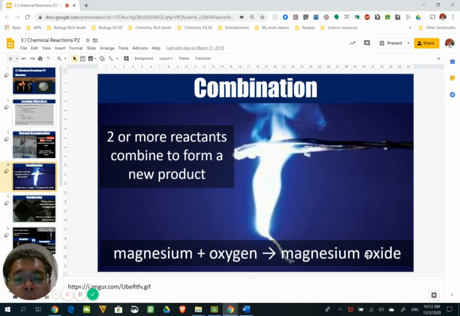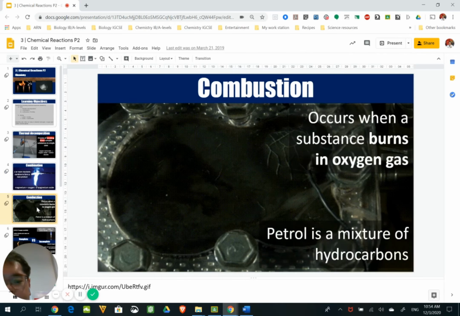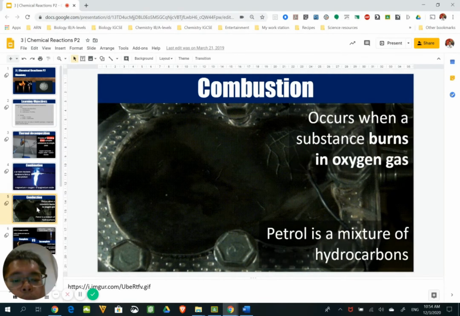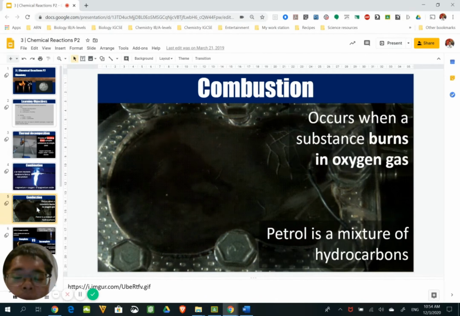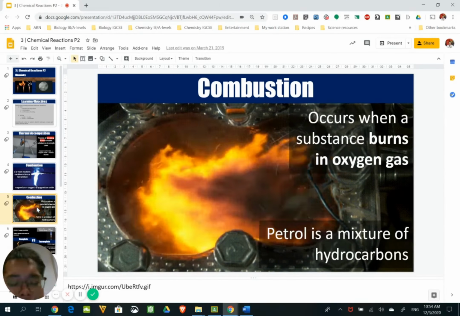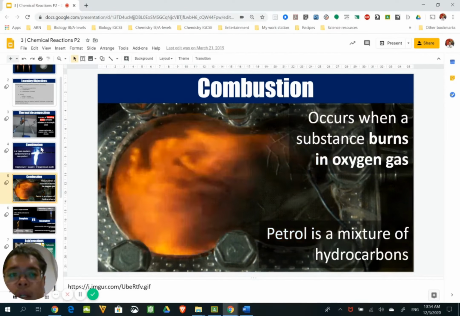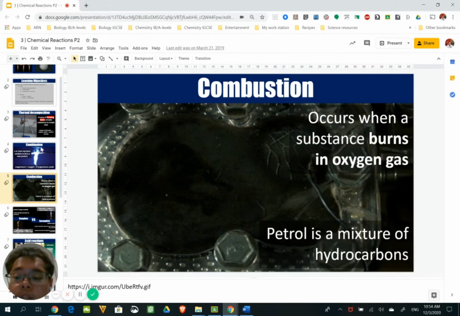Now, combination here is basically 2 or more reactants combining to form a new product. So as you can see, magnesium and oxygen, with the picture at the back here, tells you that it has reacted with oxygen to produce a white powder called magnesium oxide. And we shall see that when we do our experiment. The third one is called combustion. It is when you burn a substance in oxygen gas, and one of the most popular substances is petrol. Basically for this we would actually look into combustion when we do the energy resources topic.